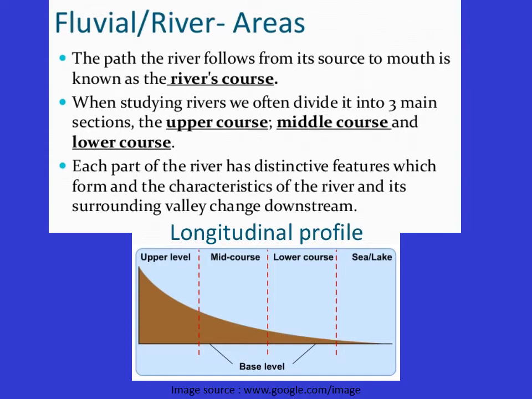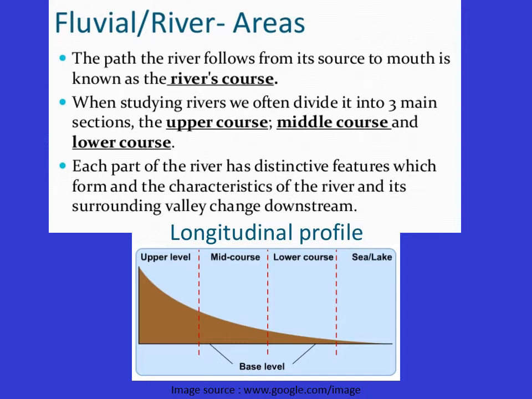Now if we look at the entire journey of a river, the path of the river from its source to the mouth, that means where it meets a permanent body of water, that may be an ocean or lake, this entire part is known as the river course. And this entire river course can be distinguished into three major parts or three major courses.